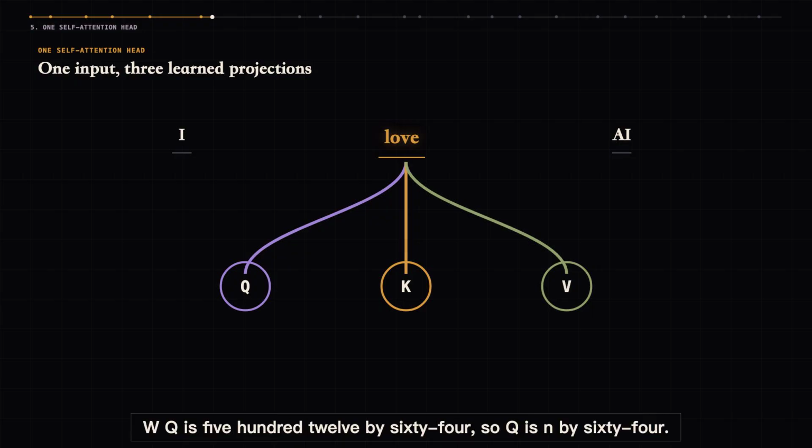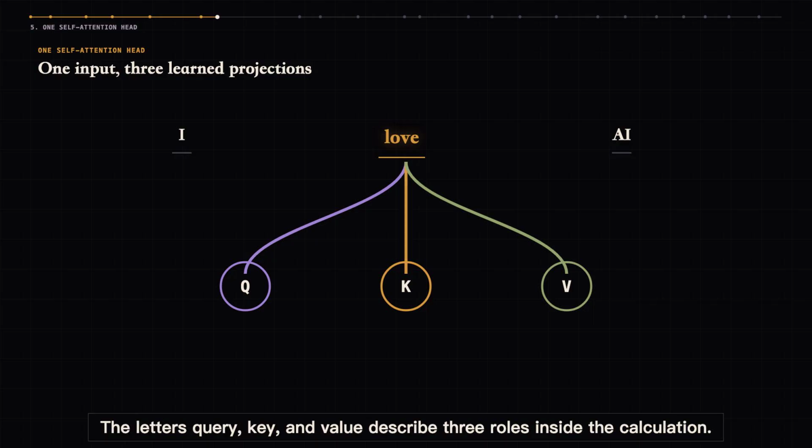WQ is 512 by 64. So Q is N by 64. WK is 512 by 64. So K is N by 64. WV is 512 by 64. So V is N by 64.